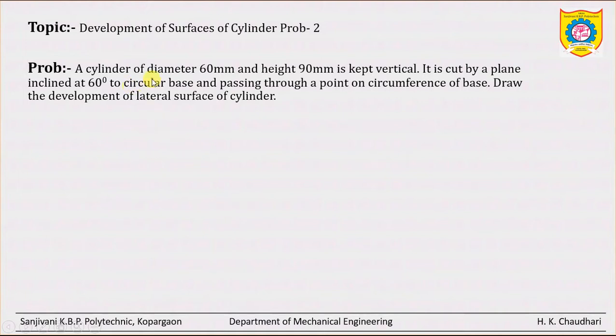A cylinder of diameter 60 mm and height 90 mm is kept vertical. It is cut by a plane inclined at 60° to circular base and passing through a point on circumference of base. Draw the development of lateral surface of cylinder.